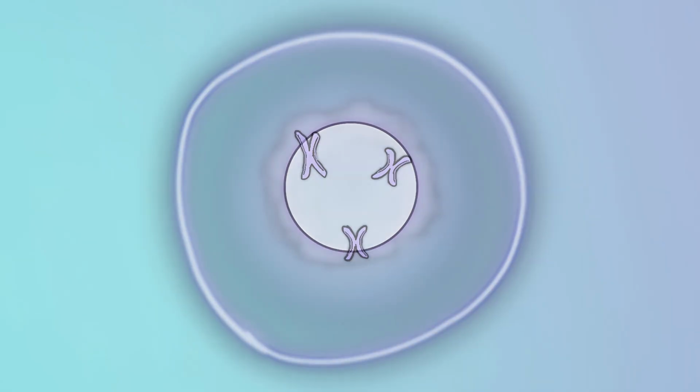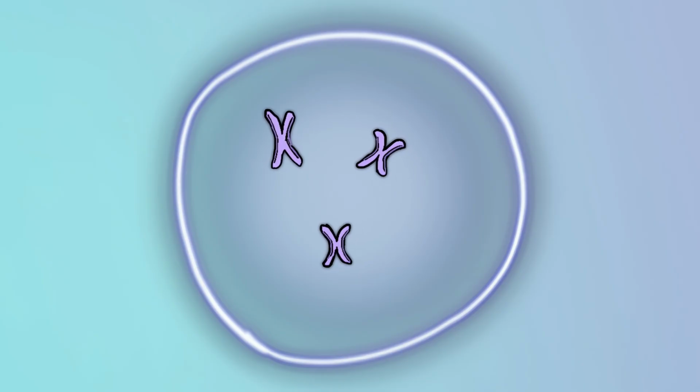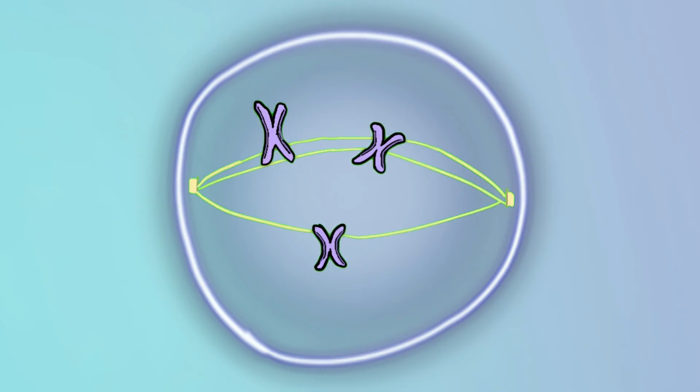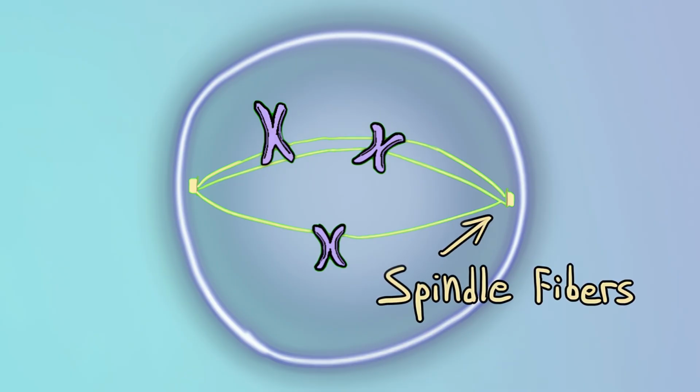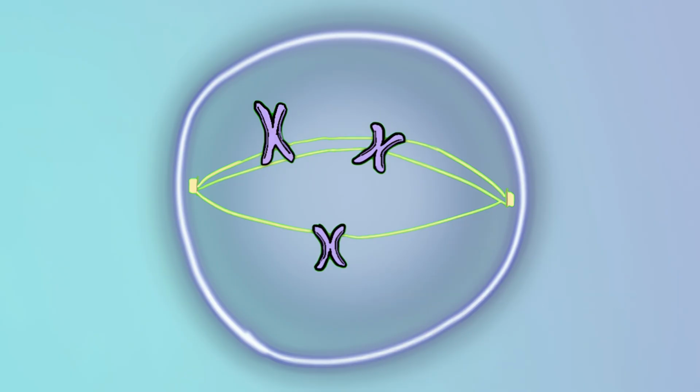Next, the nucleus of the cell disassembles in order to give spindle fibers access to the chromosomes. Spindle fibers are tubes made of protein that are used to move chromosomes around. They attach to the chromosomes through the centromere.